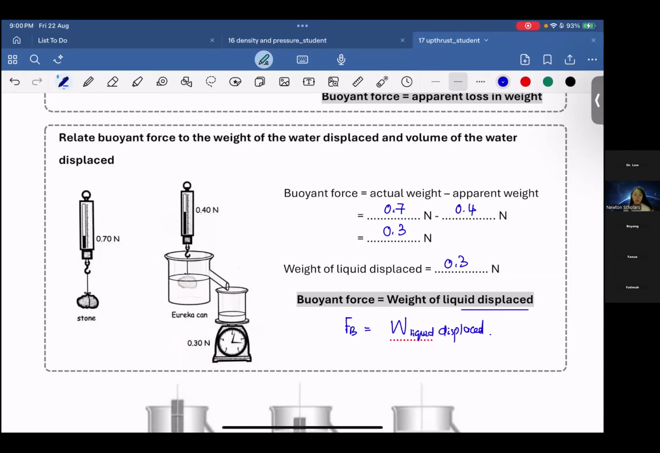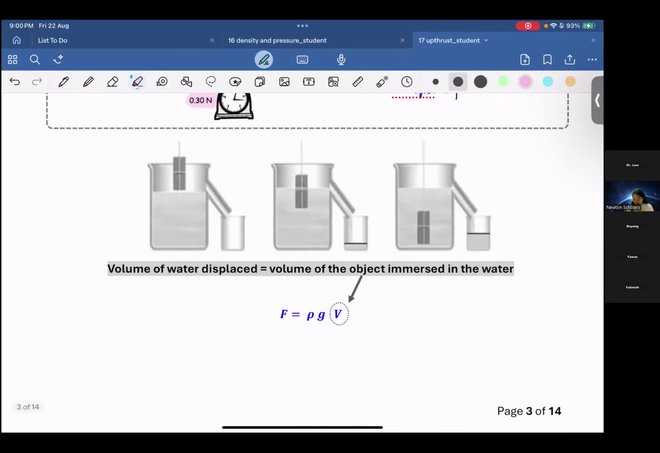Okay, so this 0.3 is your buoyant force. The weight of the liquid displaced is your buoyant force. Then we look at this. At the start, I haven't immersed it in the water, so of course no water comes out. After that, maybe halfway immersed, this is the water that I get. Then I fully immerse it, and I get more water displaced out. So this volume of liquid displaced will equal the volume of the object.